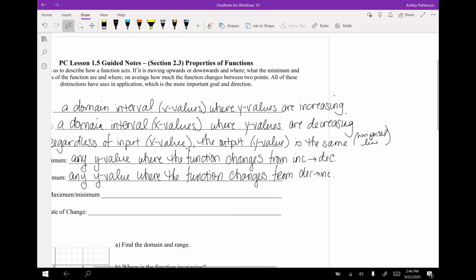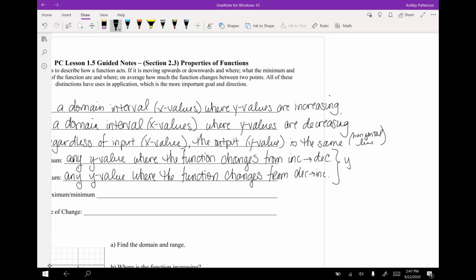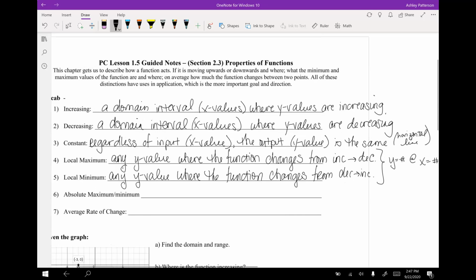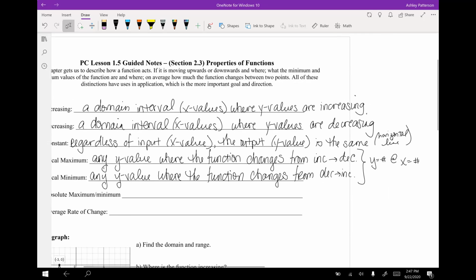And how do we write these increasing and decreasing, the maximums and minimums? You would say y equals the number at, so what is the maximum, what is the minimum value, and where is it located? So y equals 7. That is my local maximum at x equals 2. Okay, you have to say what it is and where it can be found.